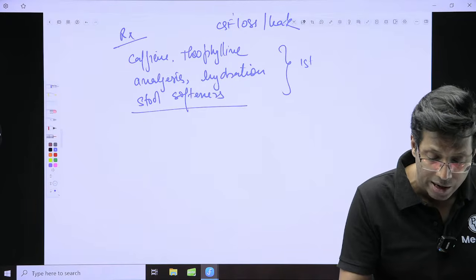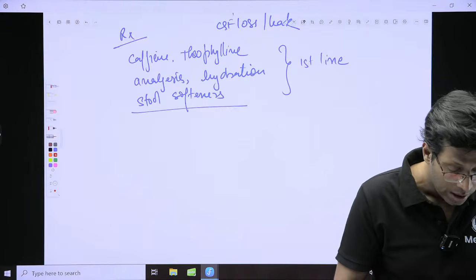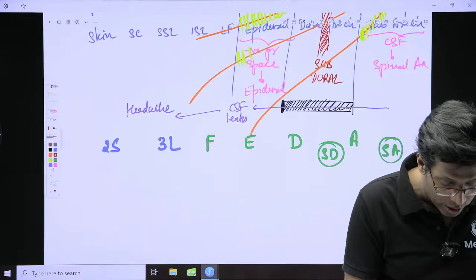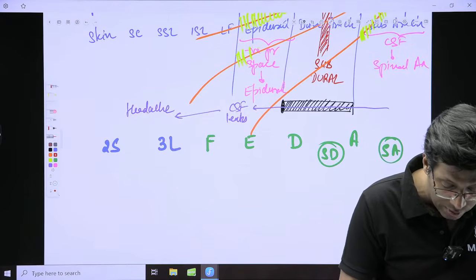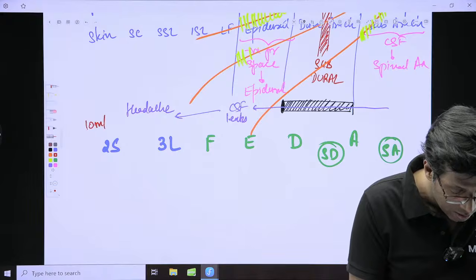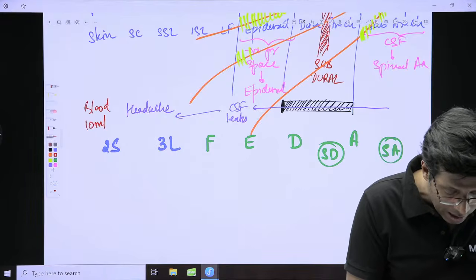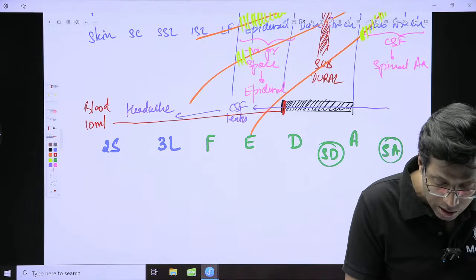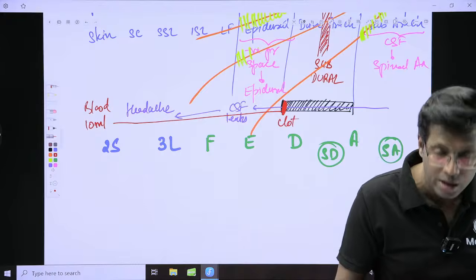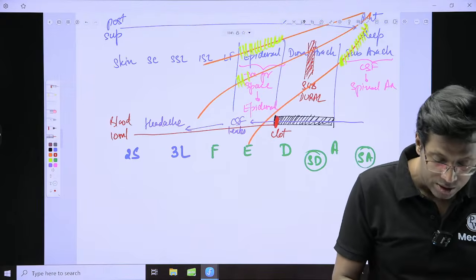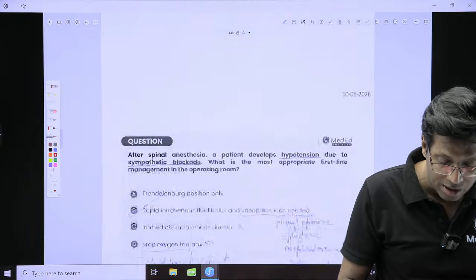When the first line treatment fails, what do you do? In that case, I take 10 ml of the patient's blood and I put it in the epidural space. Because there is a CSF leak from here, I put this blood in the epidural space and I seal this area. It forms a clot over that area, it seals it, but the only point is it is invasive, and therefore this is the most definite treatment, but it's the last treatment.